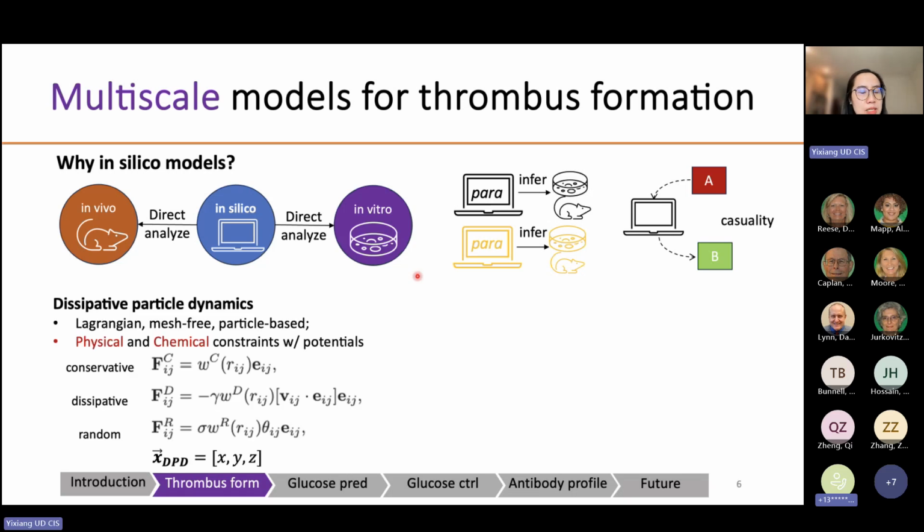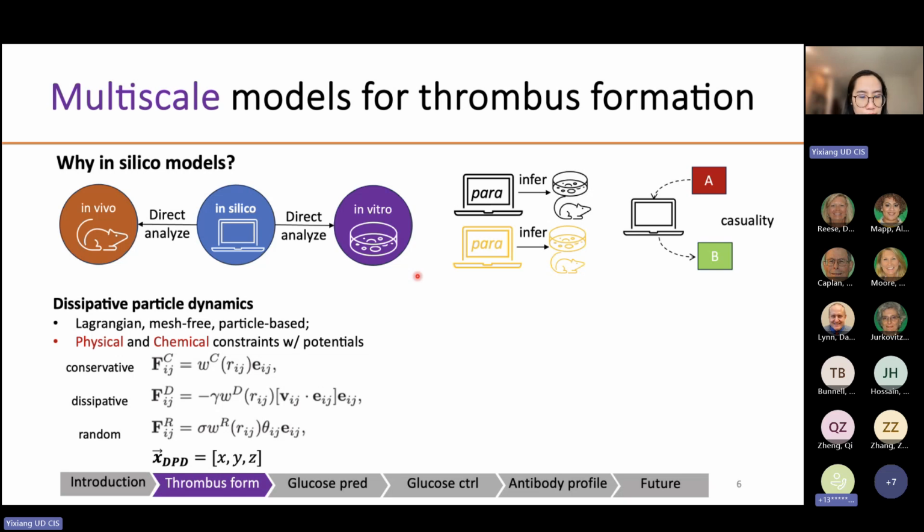So specifically, the dissipative particle dynamics models we employed in the thrombus formation take a Lagrangian point of view, which is mesh-free and particle-based modeling. And then all these chemical and physical constraints, we can impose them using the chemical potentials. And specifically within this framework, every component of the system, whether the cells or proteins, is represented by particles. And these particles are subject to three different kinds of force.